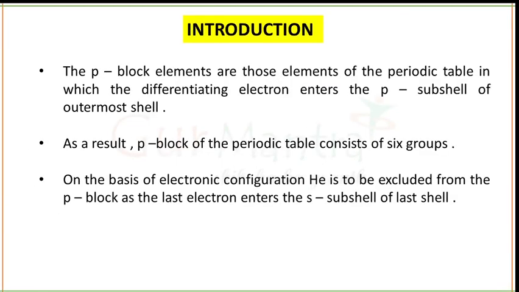Before starting group number 14, let's have a recap, an introduction about P block elements. The P block elements are those elements of the periodic table in which the differentiating electron enters the P subshell of the outermost shell. The P block of the periodic table consists of 6 groups. On the basis of electronic configuration, helium is to be excluded from the P block, as the last electron enters the S subshell of the last shell.